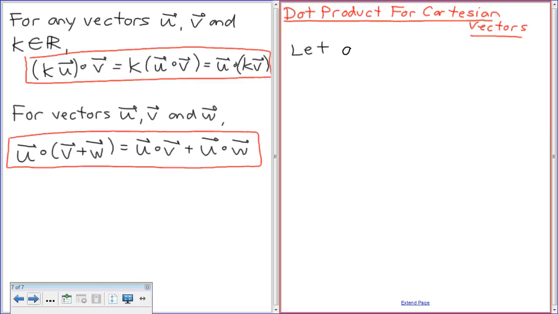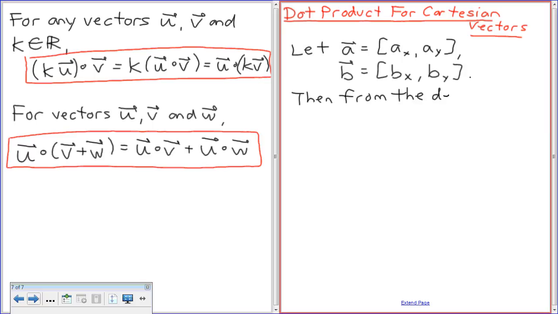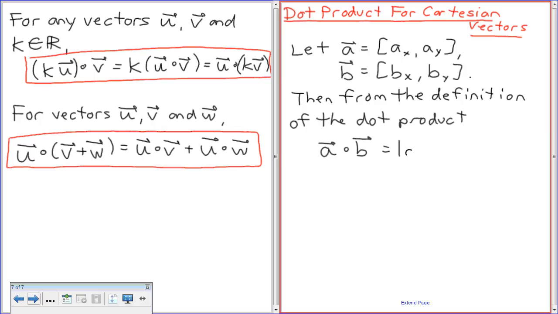Okay, we're going to let vector A be AX and AY, and let vector B be BX and BY. Then from the definition of the dot product, A dot B equals magnitude A, magnitude B.